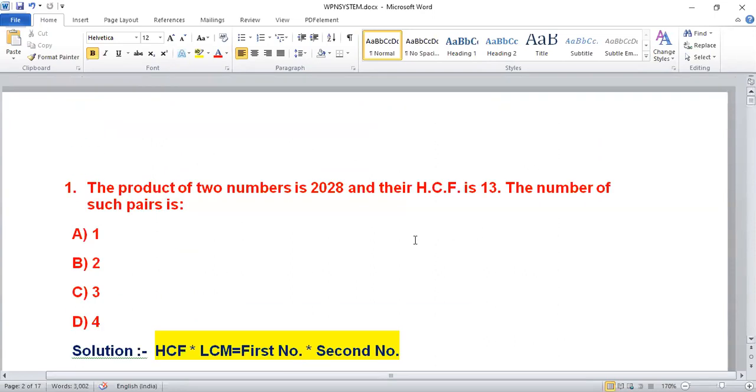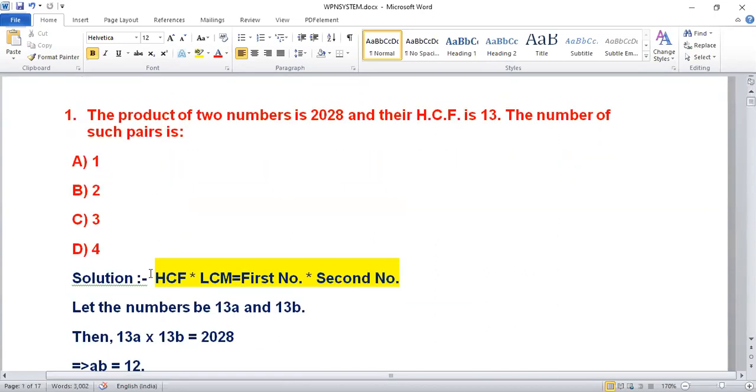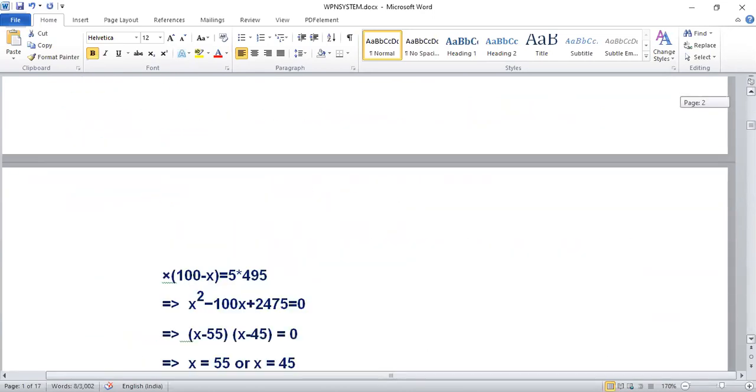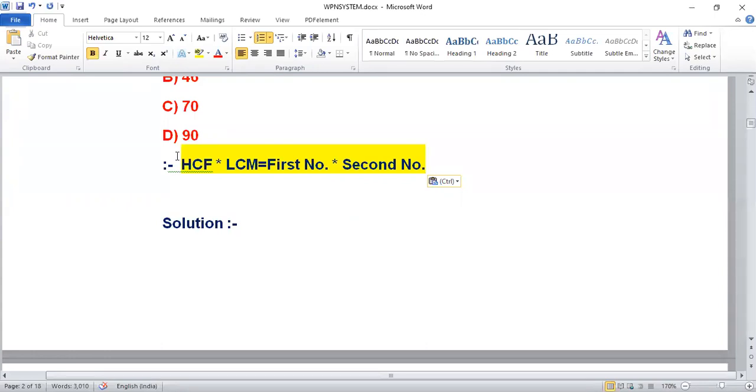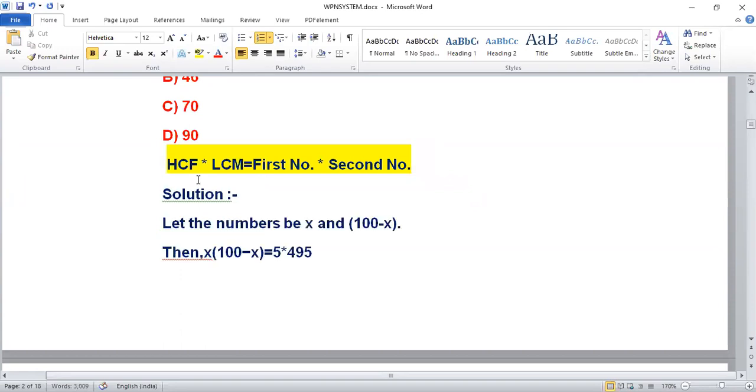This formula I'm talking about, you can use this formula in question number 5. So we have used this formula here: HCF into LCM equal to first number multiplied by second number.